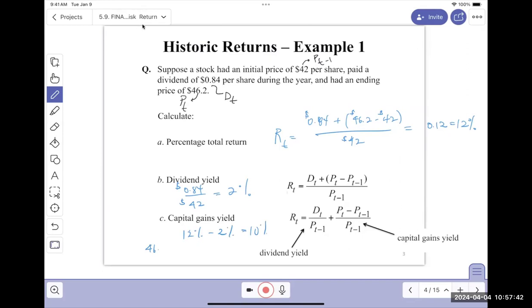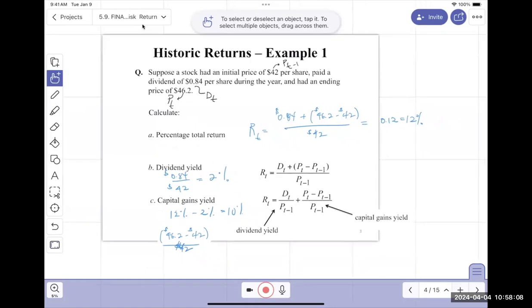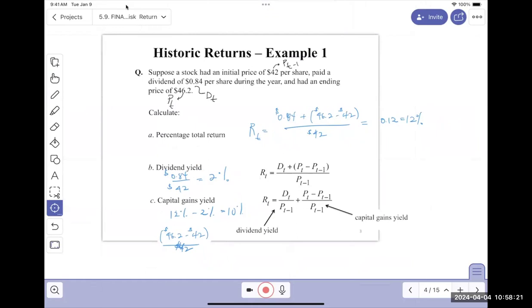It's 46.2, or I'm going to copy it over. Okay, so you see here, the dividend, someone has to lower their mic. Whose mic? Sebastian, your mic was on.